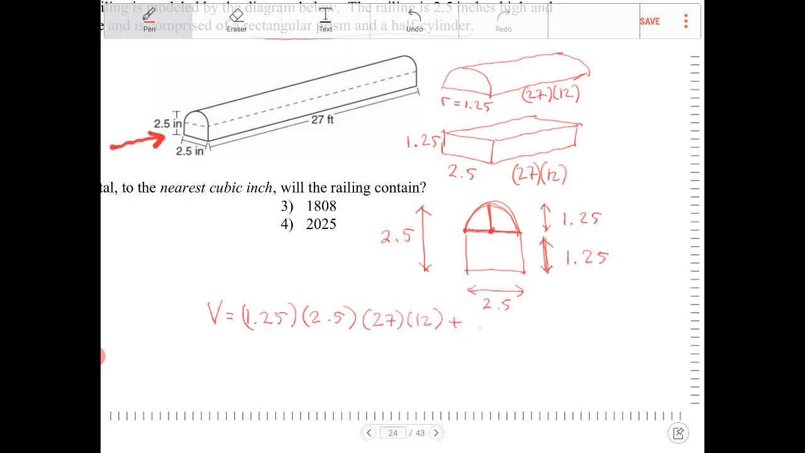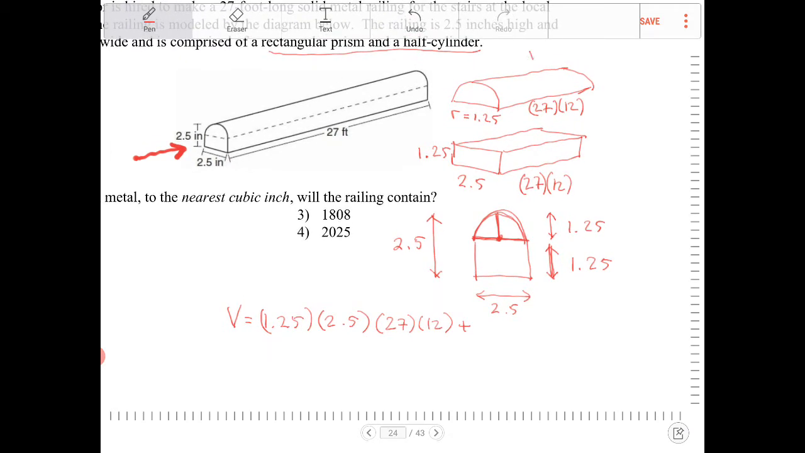I will need to add this with the volume of the semi-cylinder. The volume of a semi-cylinder will be 1/2 pi r squared times h. So I will need to take 1/2 of pi times the radius of the semi-cylinder, which is 1.25 squared, times, again, the depth or height of the semi-cylinder, which is 27 times 12. And this is what I'm going to be entering into the calculator.